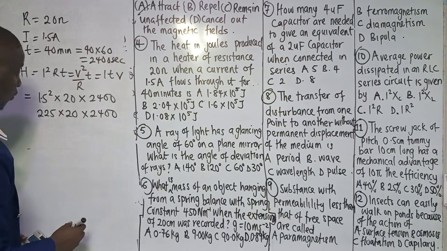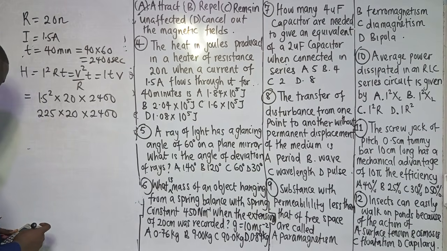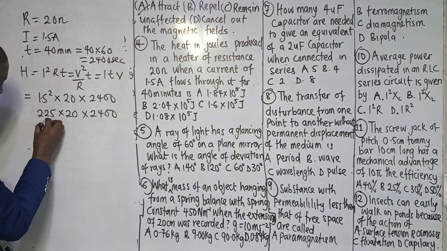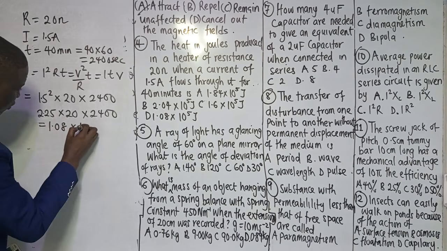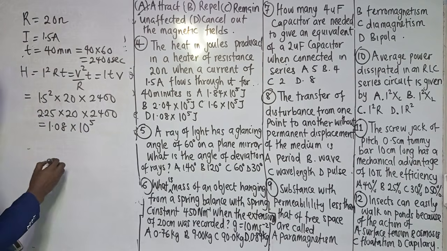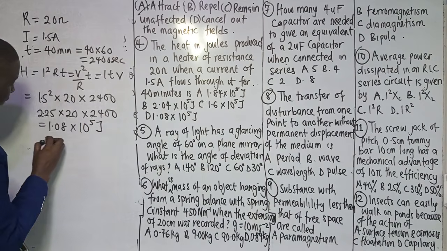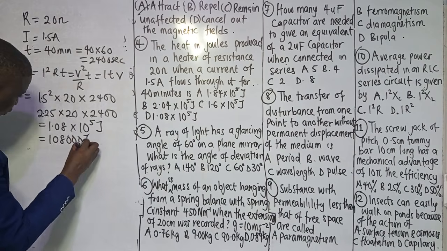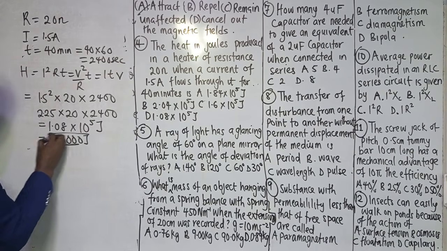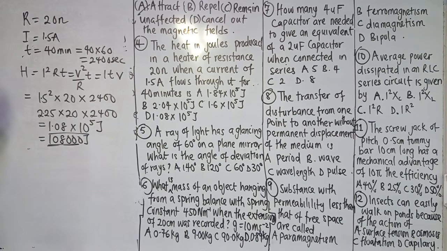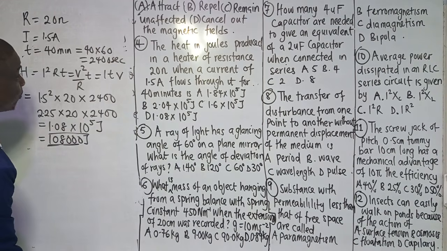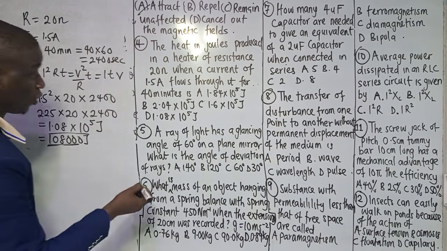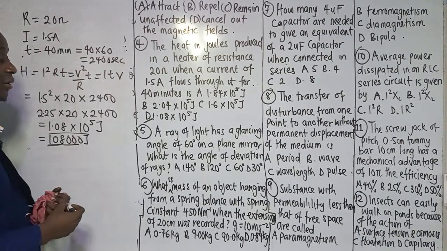So that we can now have 2.25, which is 1.08 times 10 to the power 5 joules, the same thing as 108,000 joules. Anyone that you see in the options, you go for it. So this is our answer. So that current is 1.5, not 15. If not, you will not have the answer. So option D is our answer.